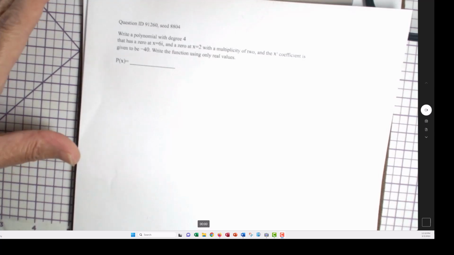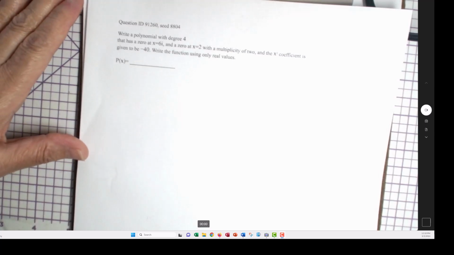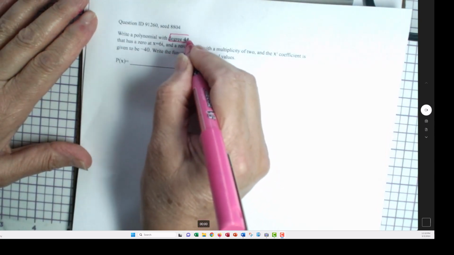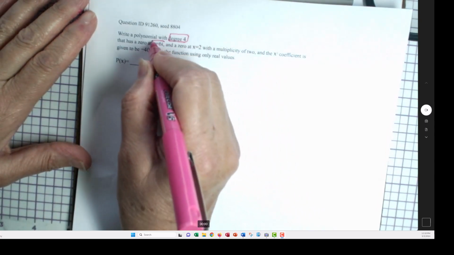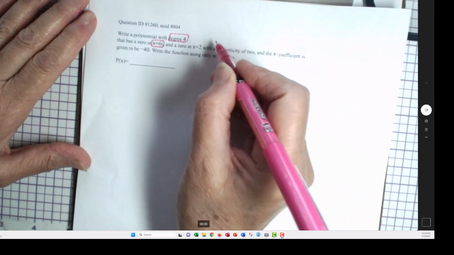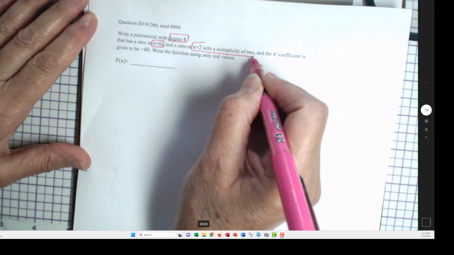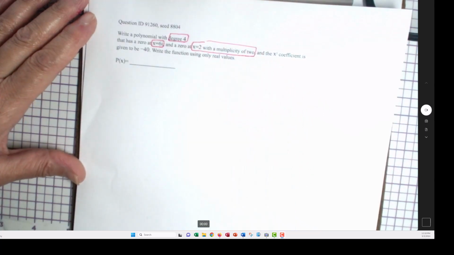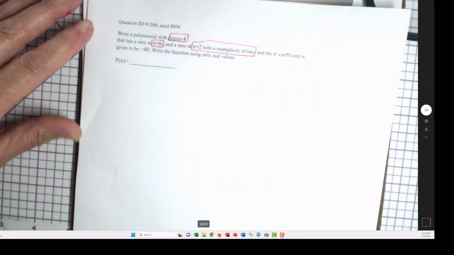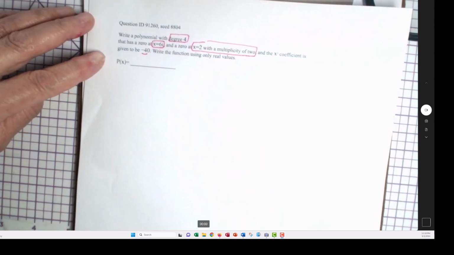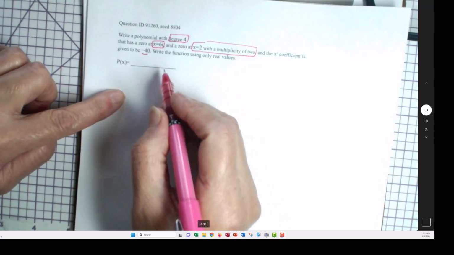In this problem, we need to write a polynomial with degree 4 that has a 0 at x equals 6i and a 0 at x equals 2 with multiplicity of 2. And then we also know that the x squared coefficient is going to be negative 40. Write the function using only real values. Okay, so here's the thing.